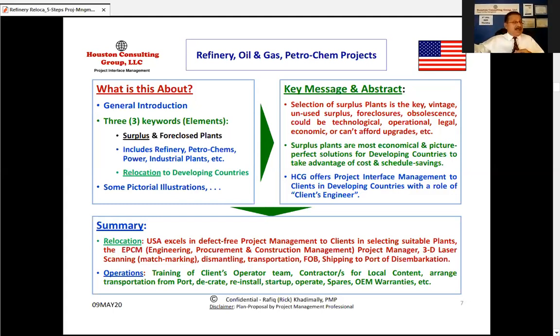Then in the country where it is going to be relocated, there are requirements for local content, which means a local contractor has to be picked to do this job. So from the developed country where the refinery is going to be relocated, there will be a PMT, the project management team only. That is very important, what I am talking about, okay? So this is what I am going to do now.